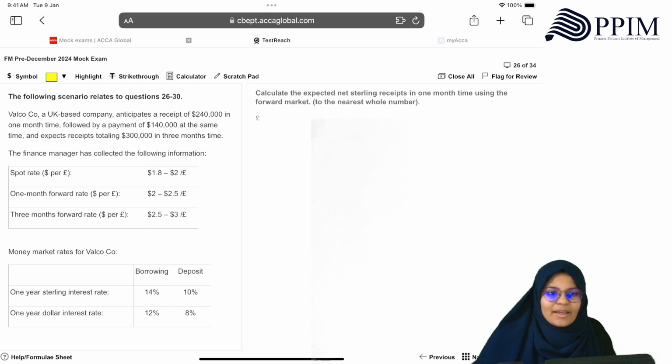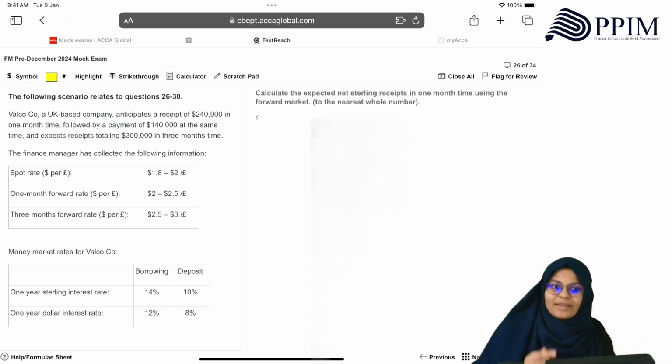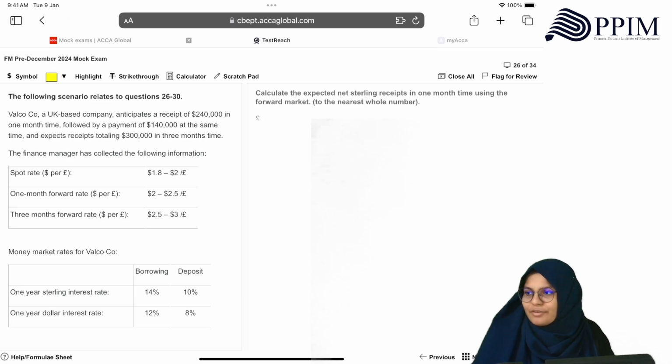Then it's saying it also expects receipts totaling 300,000 in 3 months time. So in 1 month time, the 240, 140 happens. In 3 months' time, the 300,000 happens. Finance manager has collected the following information: spot rate, 1 month forward rate, and the 3 months forward rate is given. Money market rates for Velco: 1 year sterling interest rate, borrowing and deposit, and the dollar interest rate, both borrowing and deposit. So clearly, we might have to do a money market hedge.